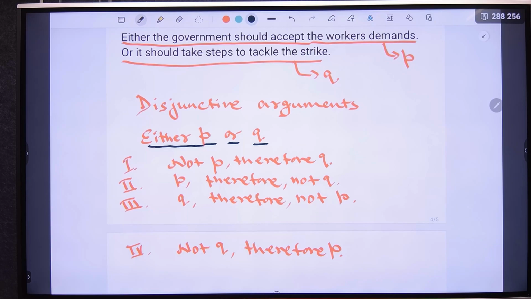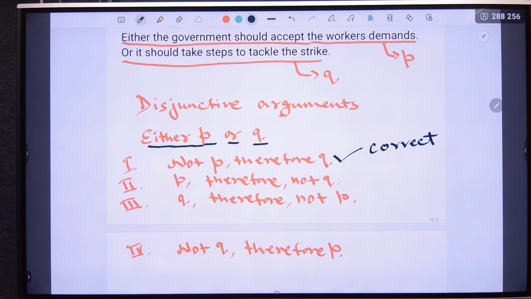अगर गवर्नमेंट हैज़ डिसाइडेड नॉट टू एक्सेप्ट द वर्कर्स डिमांड, दैट इज ईदर पी और क्यू की हम बात कर रहे हैं, तो नॉट पी हो गया, बिकॉज पी उन्होंने एक्सेप्ट ही नहीं किया वर्कर्स की डिमांड. सो इन्फरेंस हम निकालेंगे गवर्नमेंट शुड टेक स्टेप्स टू टैकल द स्ट्राइक. अगर पी नहीं किया तो क्यू करना चाहिए. अगर हम ये इन्फरेंस निकालते हैं, दैट मीन्स वी हैव अराइव्ड एट द करेक्ट इन्फरेंस. Okay, going to number 2.